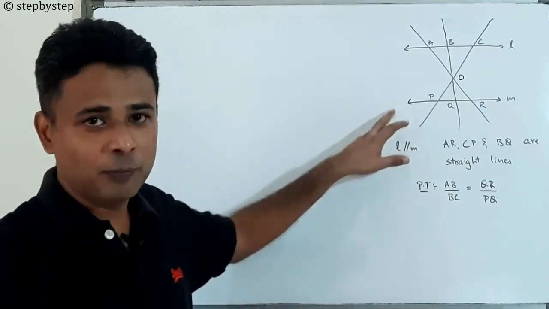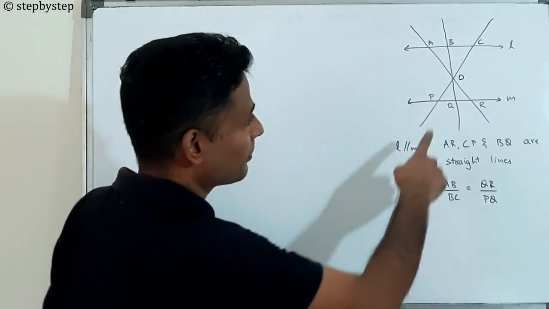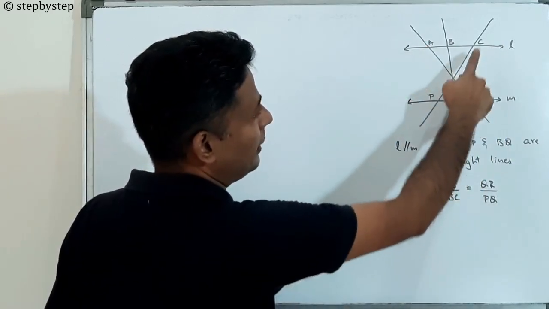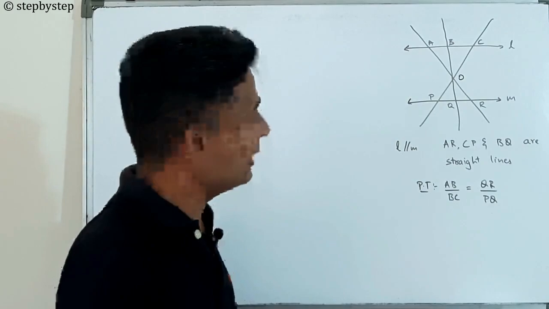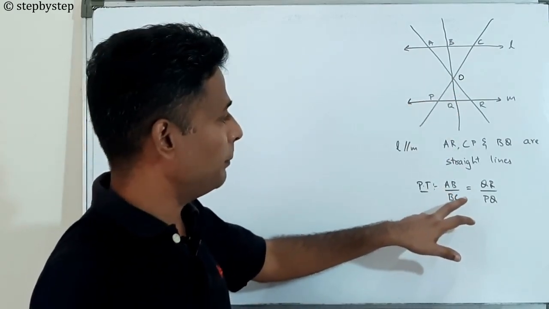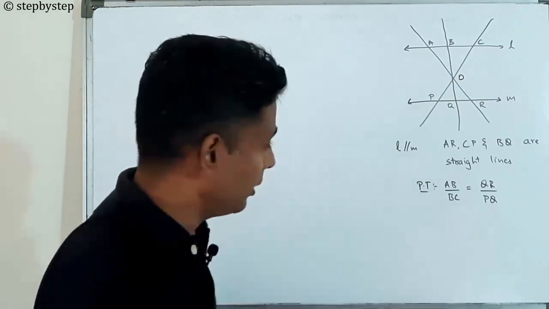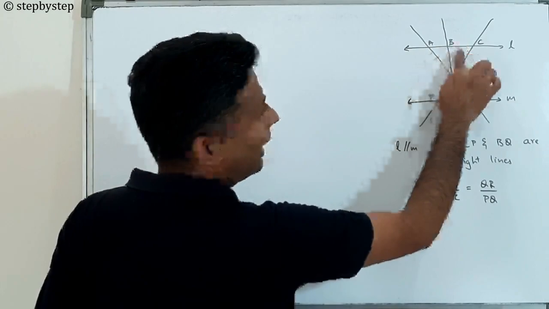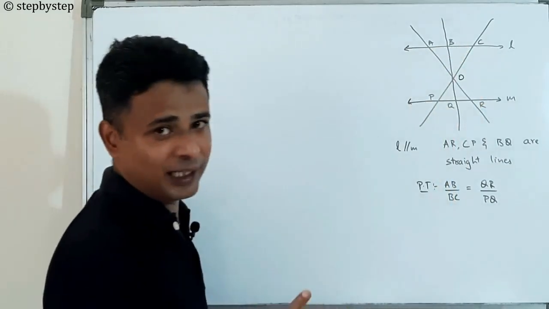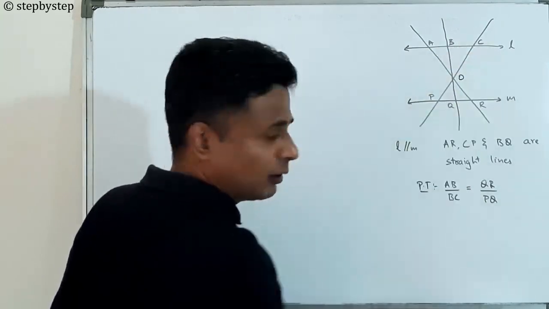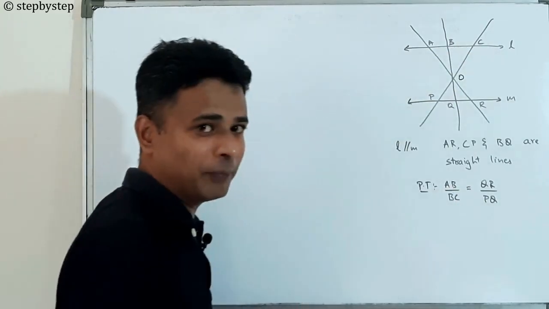Now this was the first problem in the paper. They have given L is parallel to M, AR, CP and BQ are straight lines intersecting at O, and they have asked us to prove AB by BC equal to QR by PQ. Now if you notice, AB and BC are part of two different triangles, right? So the moment you see that, you will realize that to prove this we have to prove something else.